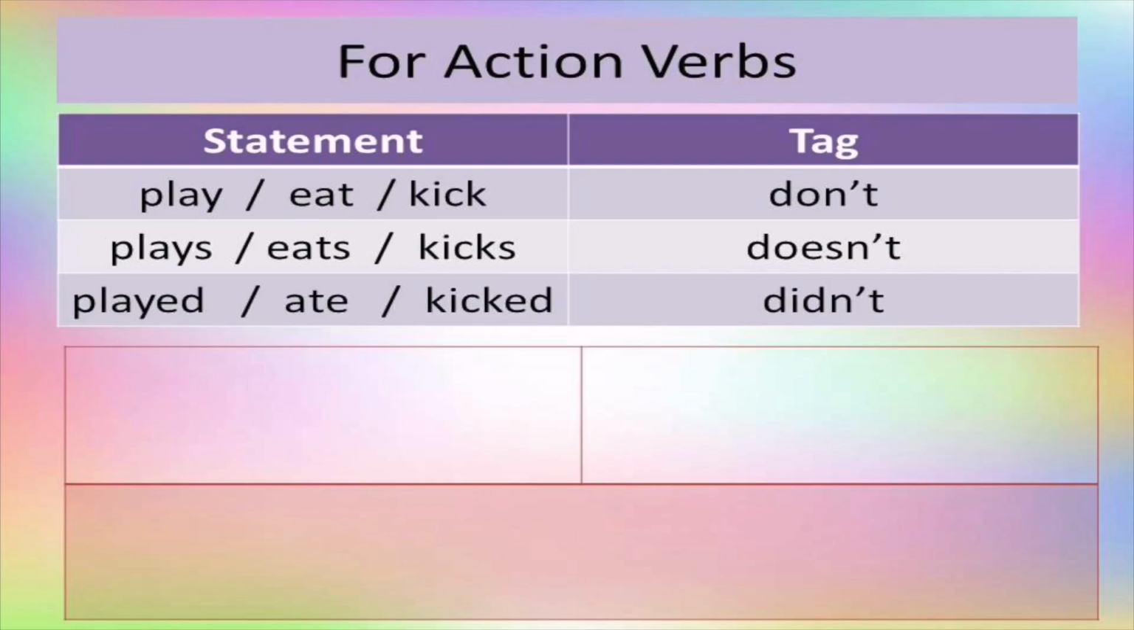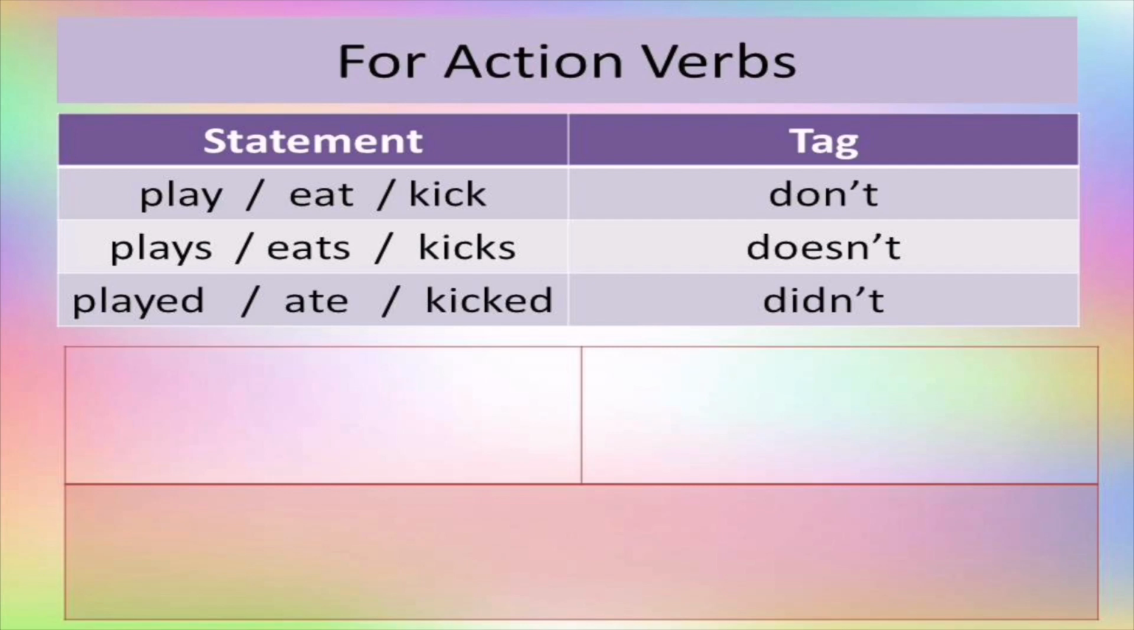Okay, so let's see the table here. Play, eat, cake, and the tag should be don't. This is for plural subject. For singular subject, you have to add s for the verb. Plays, eats, cakes. So you have to follow it with doesn't. Negative tags. And the last one, played, ate, kicked. It must be followed with the word didn't.